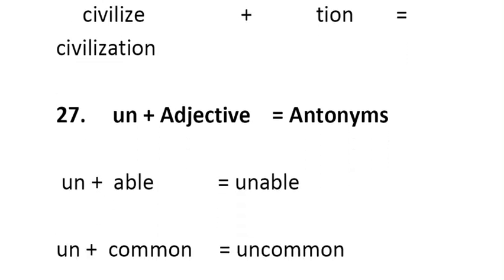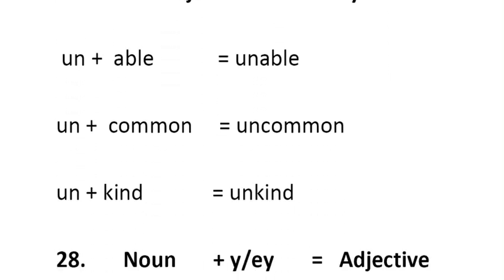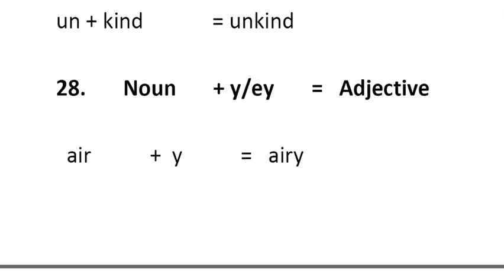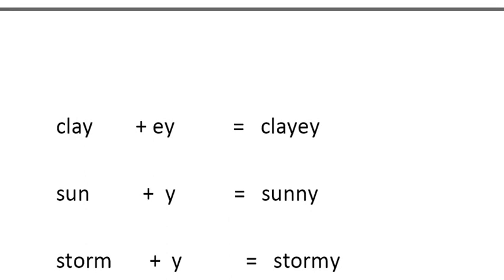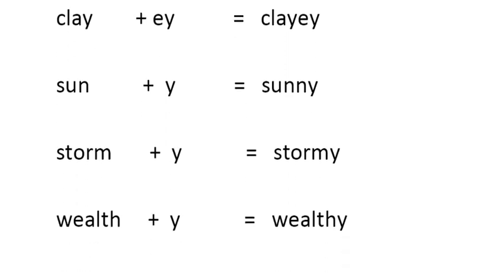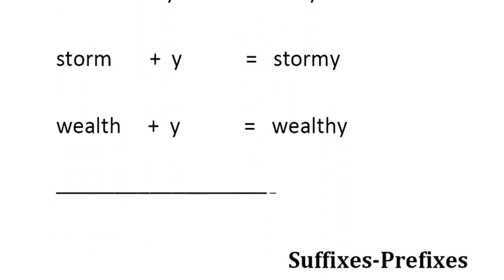And rule 27 is about the prefix un plus adjective; it becomes an antonym, or opposite. Un plus able, unable; un plus common, uncommon; un plus kind, unkind. Rule 28 says add the suffix y or ey to a noun and it becomes an adjective. Air plus y, airy; clay plus ey, clayey; sun plus y, sunny; storm plus y, stormy; wealth plus y, wealthy.